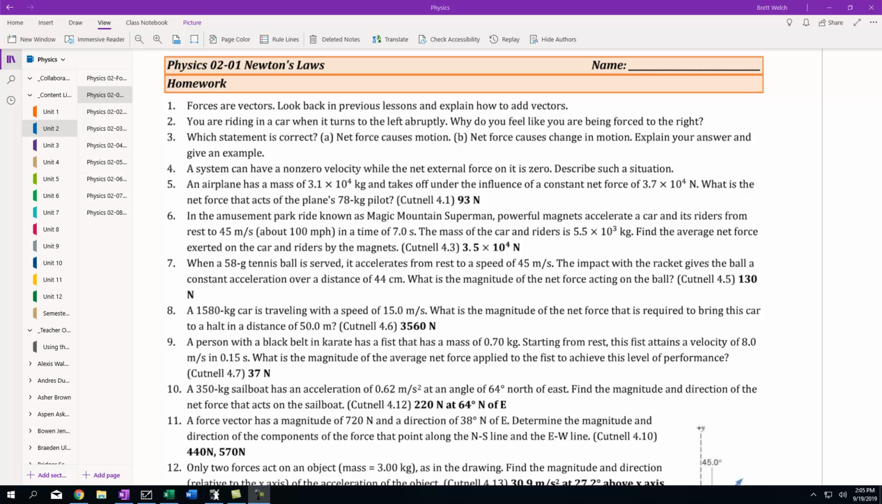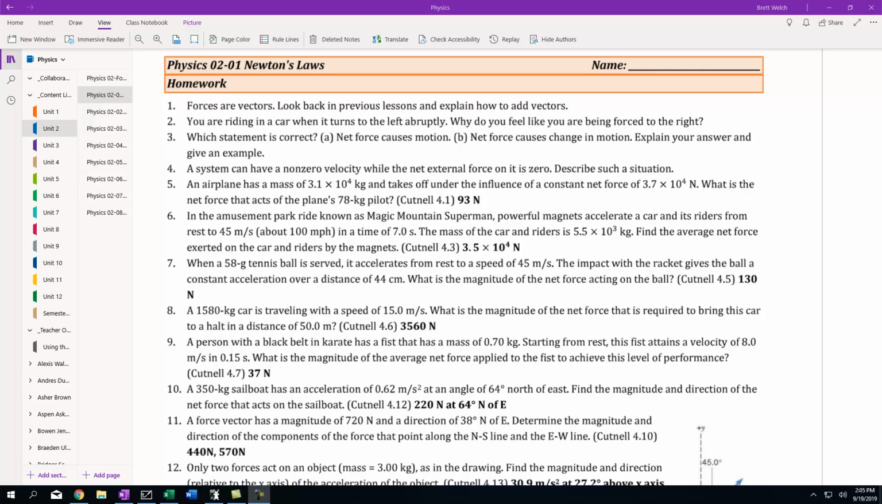Okay, so we're going to do some help here for 2-1. I'm going to start by just looking at question number 8, and I think we'll do question 12 as well. So question number 8 says we've got a 1580 kilogram car. So that's a mass because it's in kilograms. It's got a speed of 15 meters per second.